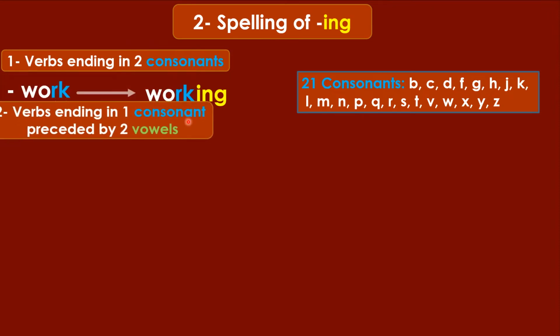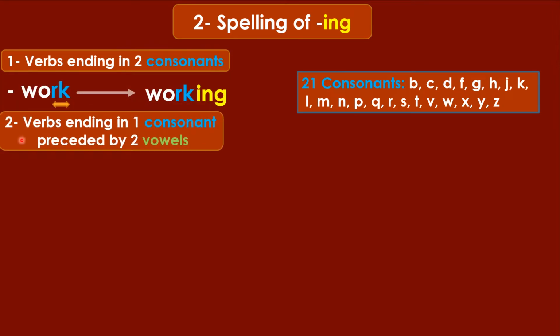Okay. Rule number 2. Verbs ending in one consonant preceded by two vowels.